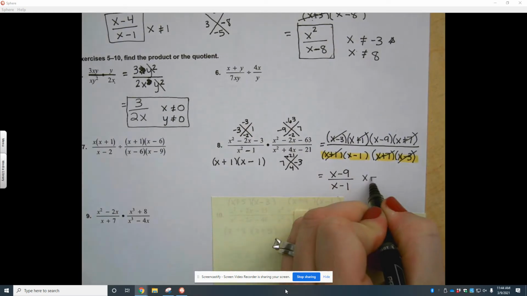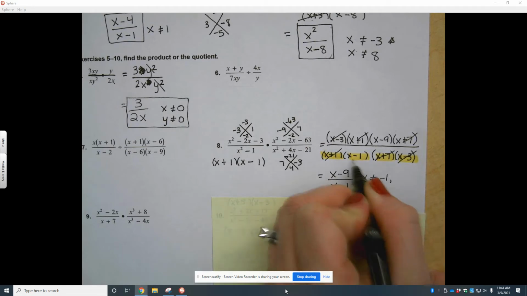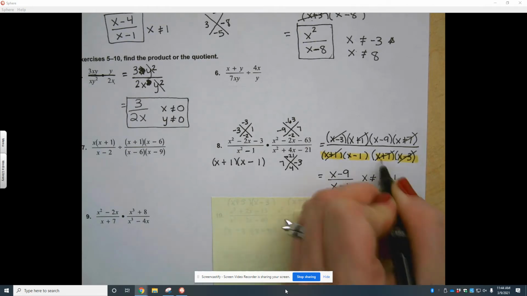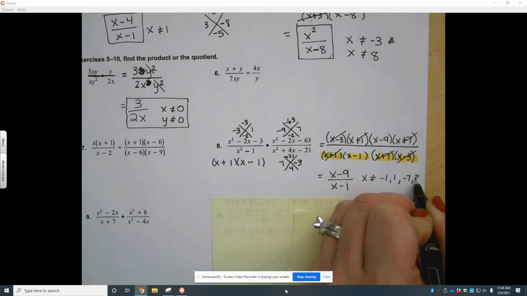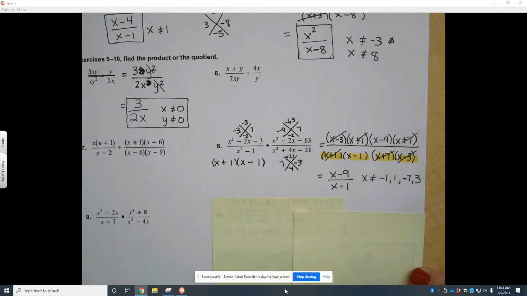X cannot equal, let's see, the first one would be -1. The second one would be 1. -7, and 3 would be all my restrictions, because if I plugged any of those numbers in there, that bottom would turn to a 0.